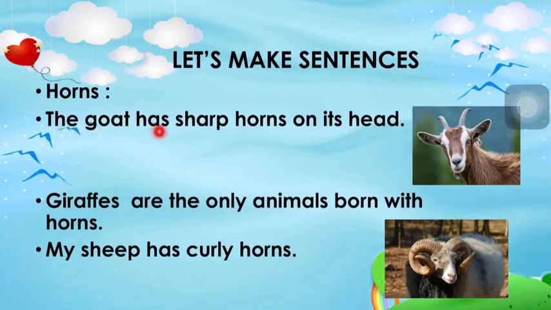The goat has sharp horns on its head. Now children, this sentence clearly depicts that horns are present on the head of a goat. See, the meaning of horns is very clear with this sentence. Next sentence. Giraffes are the only animals born with horns. My sheep has curly horns. See children, sheep, they have curly horns.